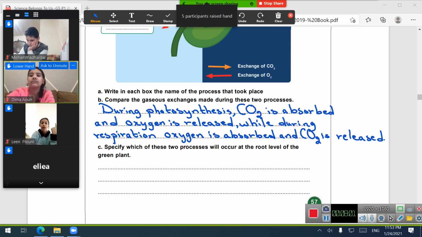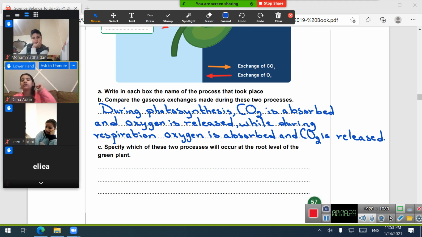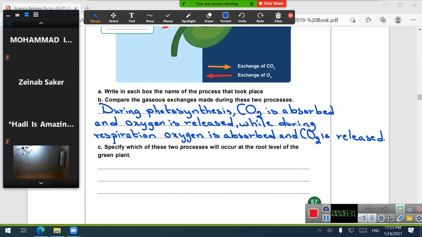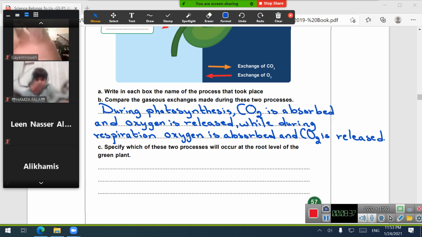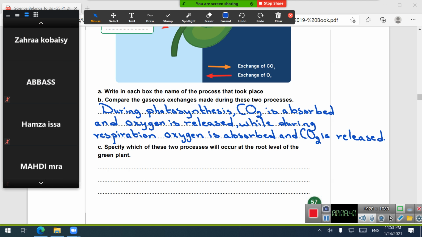Chlorophyll. So photosynthesis, Dima, takes place at the root level or at the leaves level? The leaves. So which process takes place at the root? Photosynthesis or respiration? Respiration. Photosynthesis takes place at the leaves, while respiration takes place at the root level, by absorbing water and mineral salts from the soil, and this water and these mineral salts move upward to reach the stem, leaves and flower. Let's write the answer.